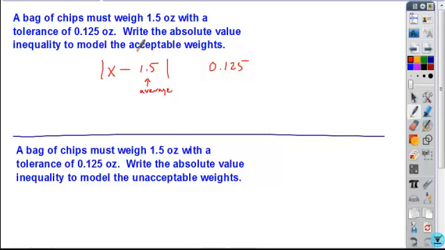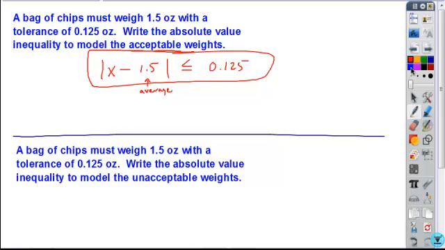Okay, and so when you're finding the acceptable weights, which ones are you finding? Are you finding all the ones that are within this range or to the outside of that range? Within. So the within, or the grouped together, is which inequality symbol? Less than, and it can include the one that's right on that very verge of not being acceptable, so it will be less than or equal to. So this would be the absolute value inequality that models this particular relationship.